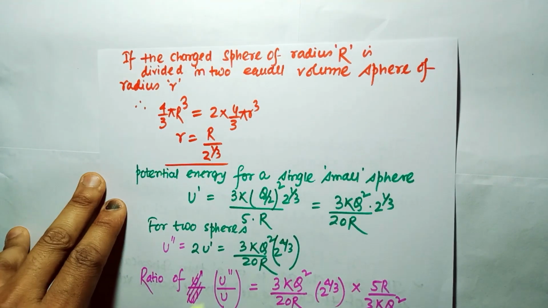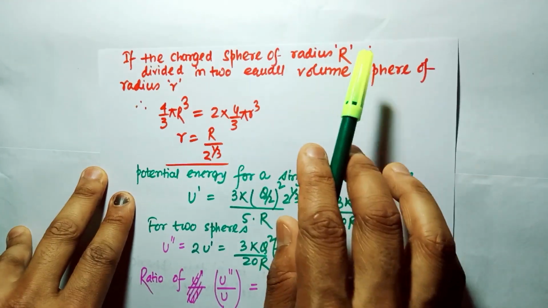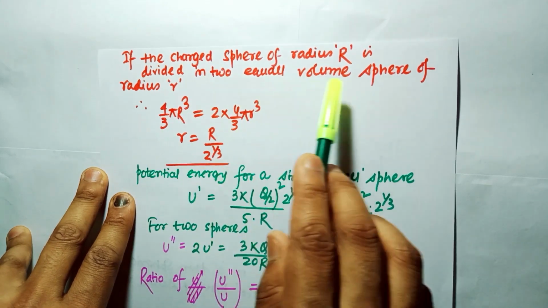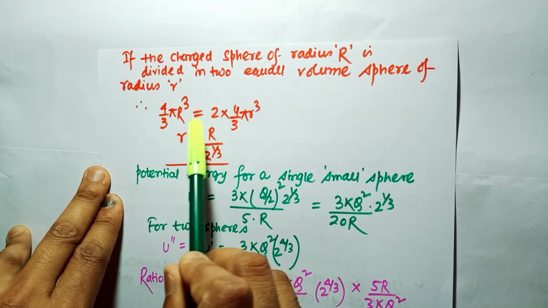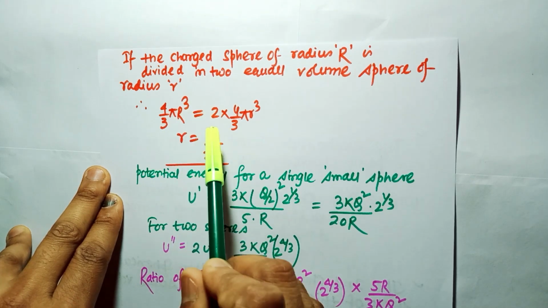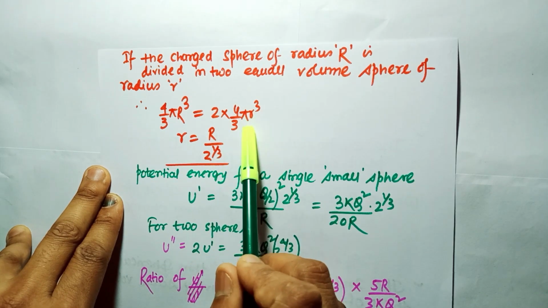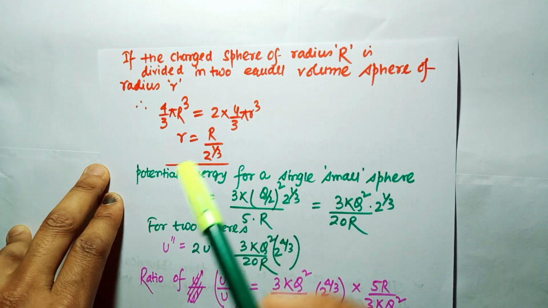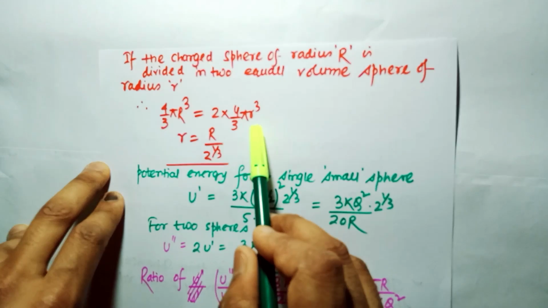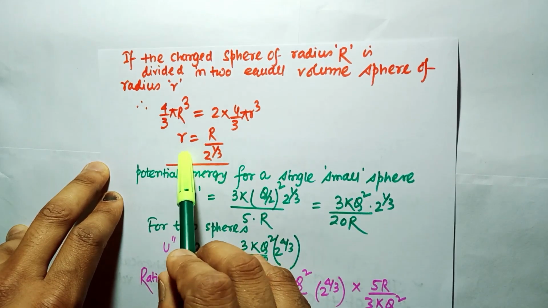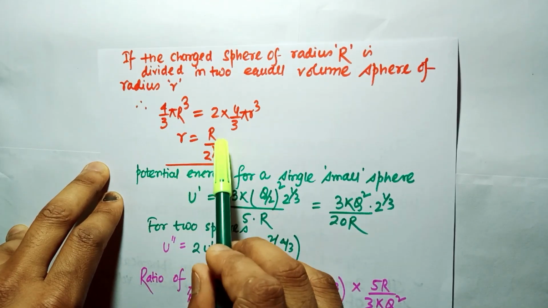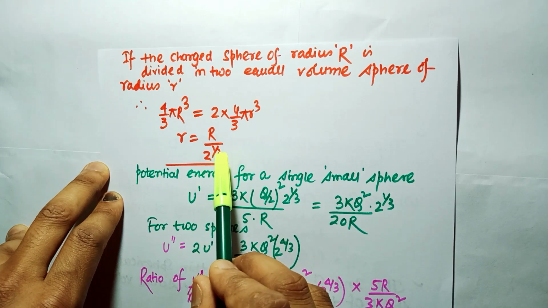Now if the charged sphere of radius capital R is divided into two equal volume spheres of radius small r, what you can see is the initial volume 4 by 3 pi capital R cube is equal to 2 times the same volume, 4 by 3 small r cube, where I assume that the smaller sphere has the radius small r. So what is the relation between the new radius and the old radius? Small r is equal to capital R divided by 2 to the power 1 by 3.